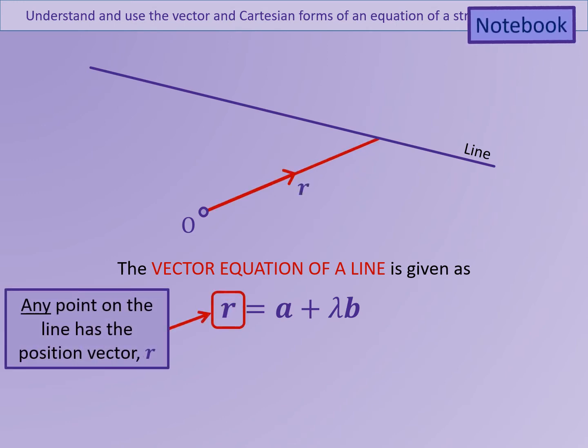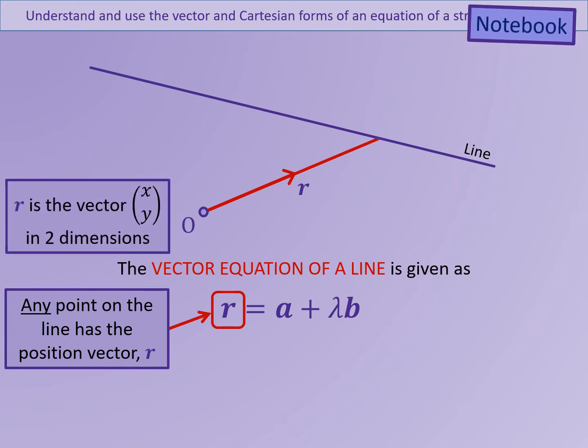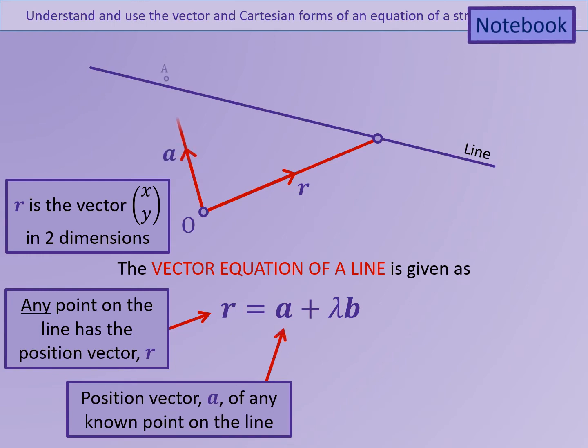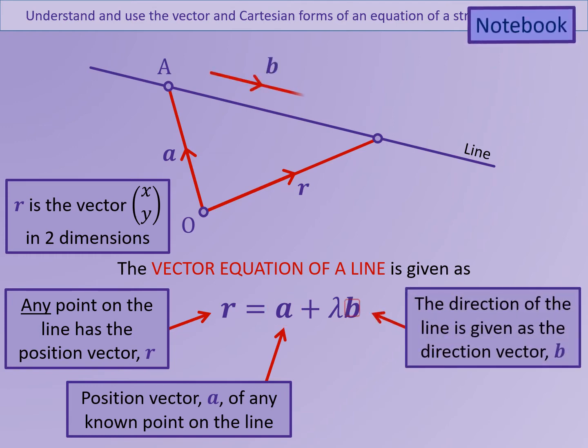r represents any point on the line. r is shorthand for the vector (x, y) if we're working in 2 dimensions. If we're in 3 dimensions, r is shorthand for the vector (x, y, z). a is the position vector of a point that we know lies on the line. b is the vector that represents the direction that the line is travelling in.